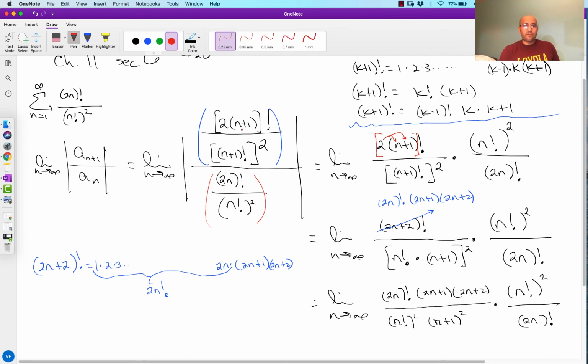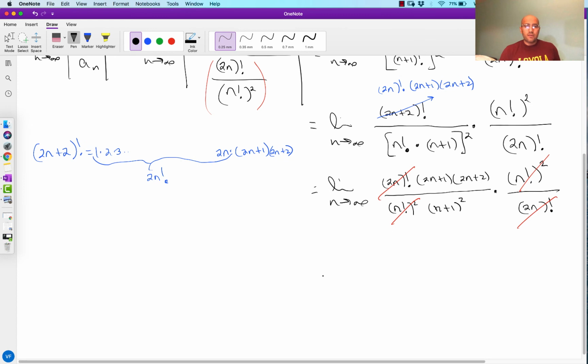Okay, now a bunch of stuff can reduce. This guy will reduce with that guy, and this guy will reduce with that guy, and so this is the only thing that survives. And so we get that this is equal to the limit as n goes to infinity of (2n plus 1) times (2n plus 2) divided by, I'm going to go ahead and expand this out as (n plus 1) times (n plus 1).